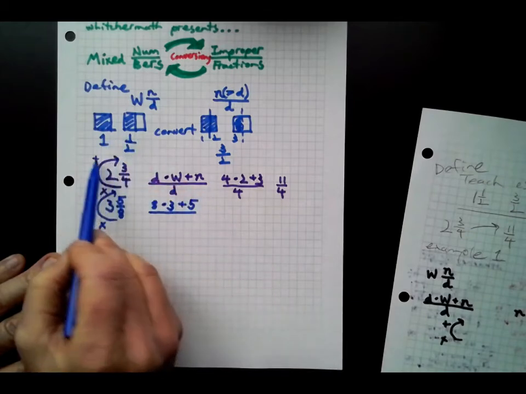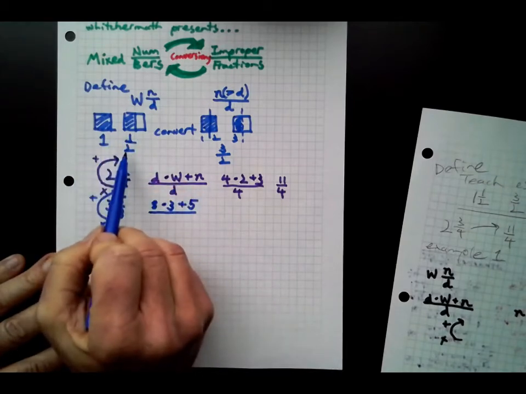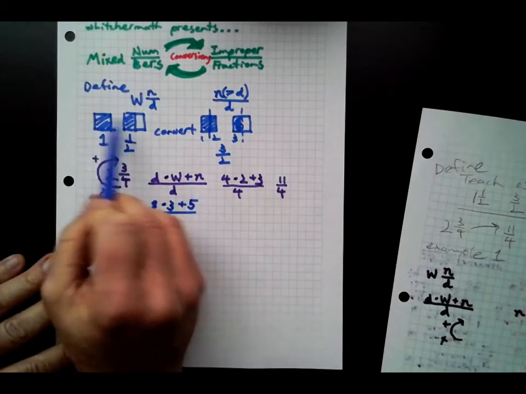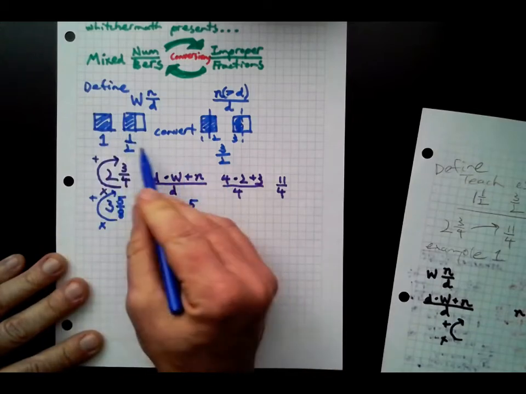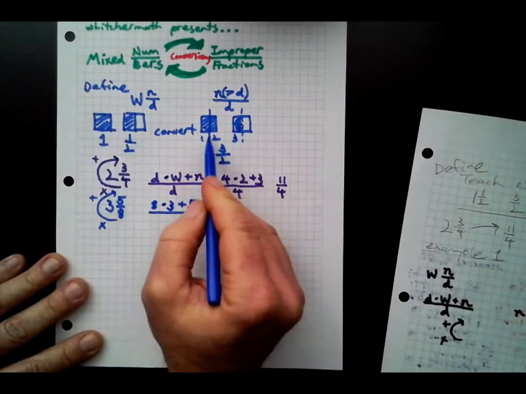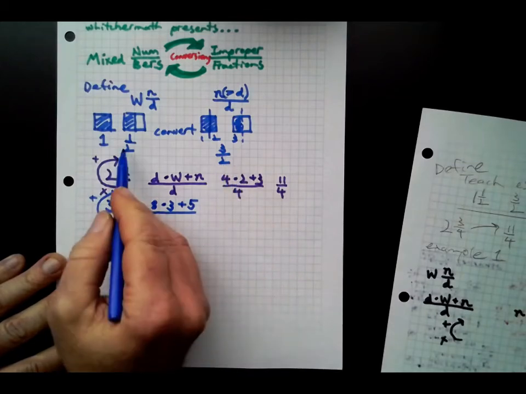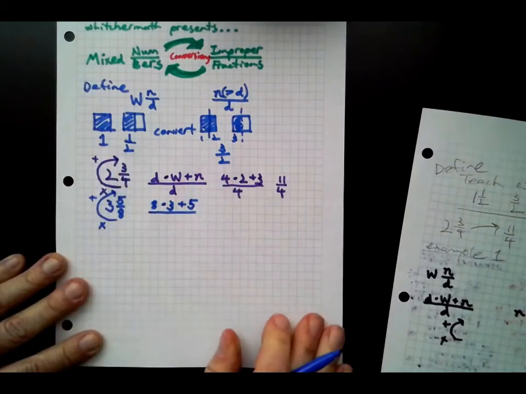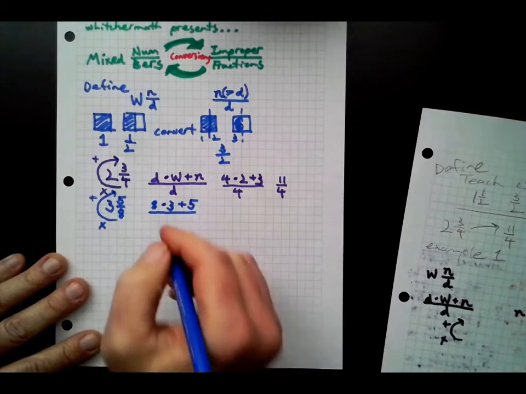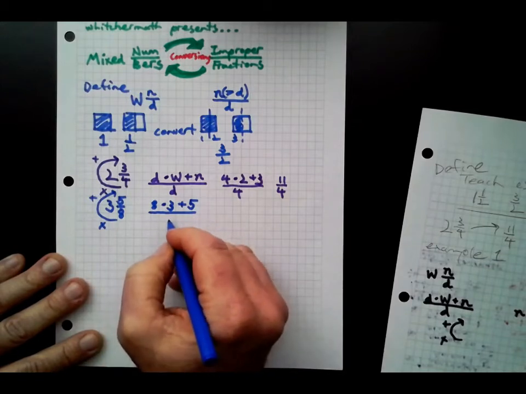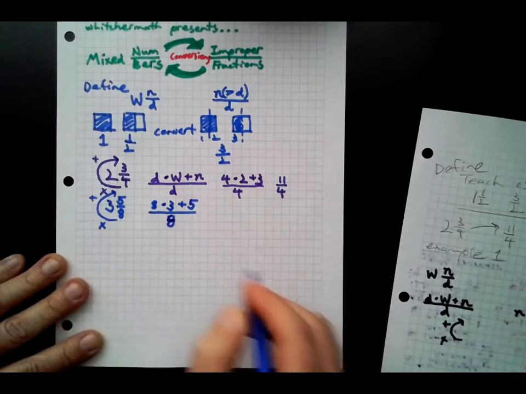Just like we did up here, we had 1 1/2. The denominator was the 2, which is how many pieces we're splitting everything into. And when we changed it to 3/2, everything was still in halves, which allows us to have the same denominator in both the mixed number and the improper fraction version. So we keep the 8 down here.